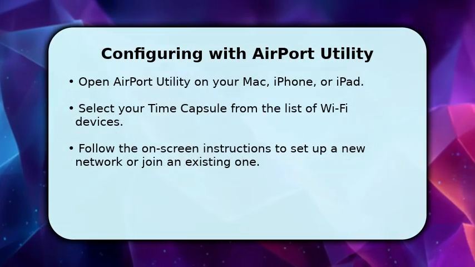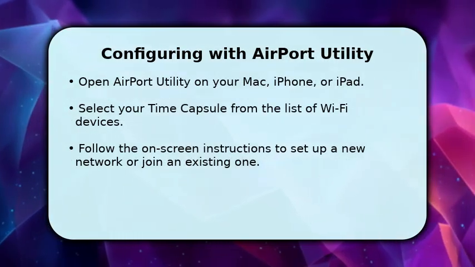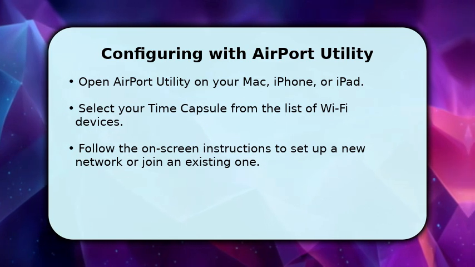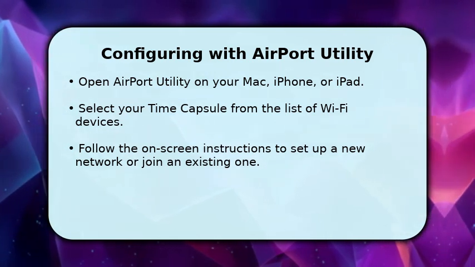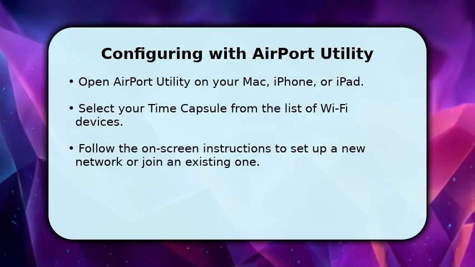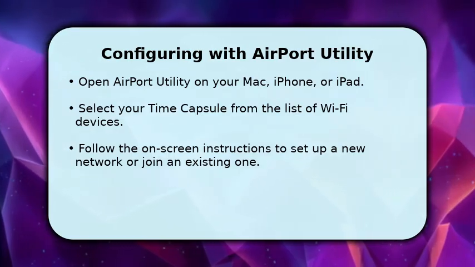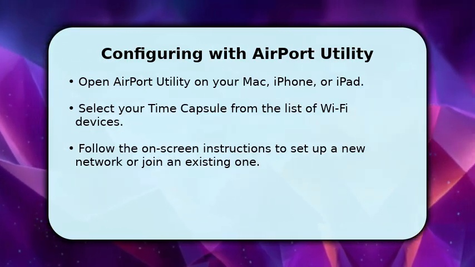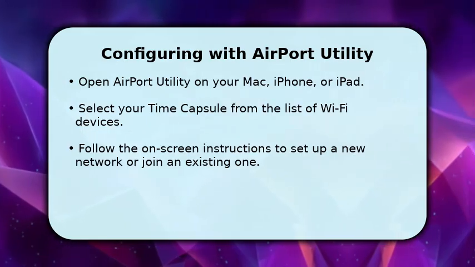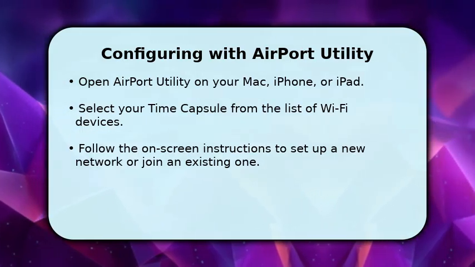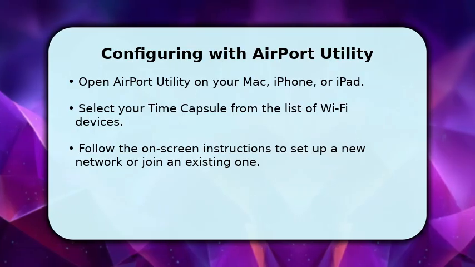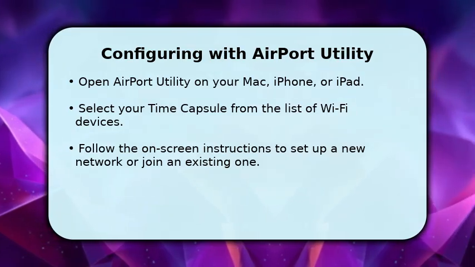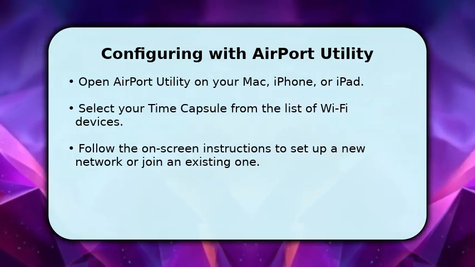Now, let's configure your Time Capsule using Airport Utility. Open the application on your Mac or iOS device. You'll see your Time Capsule listed. Select it to begin the setup process. The utility will guide you through creating a new Wi-Fi network or extending your current one. Remember to set a strong, unique password for both your Time Capsule and your Wi-Fi.